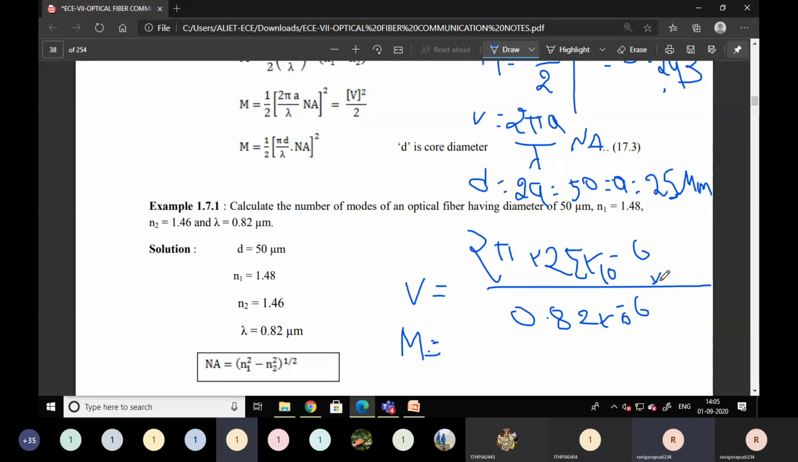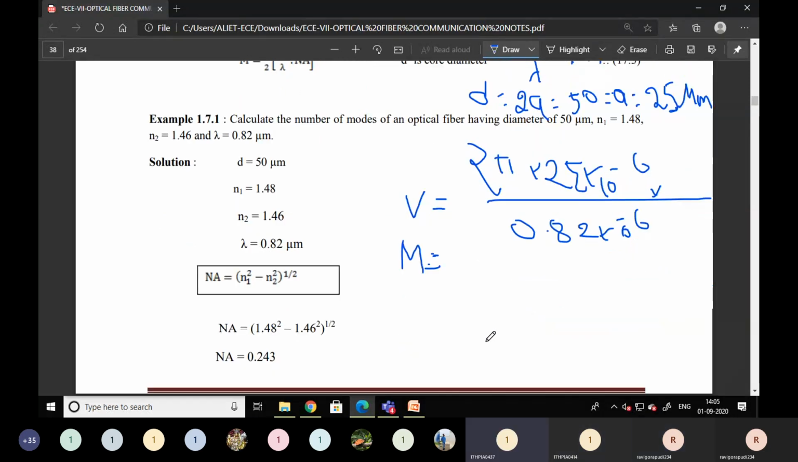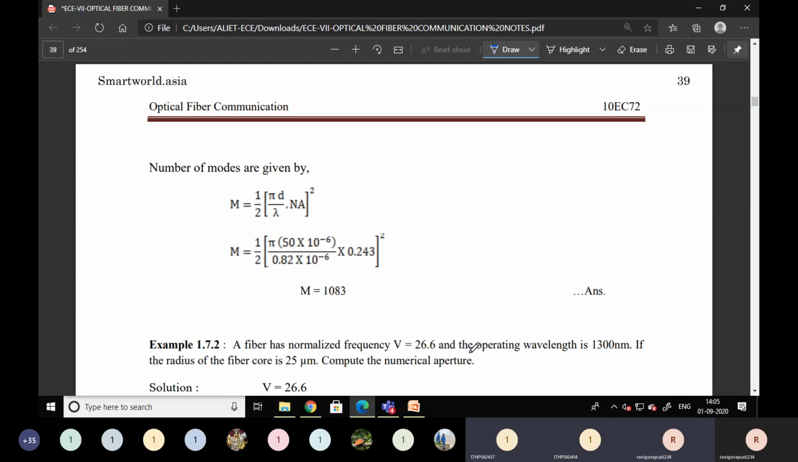Sir, M value 1083 came, sir. Okay. So 1083 is your final answer. Number of modes is 1083.